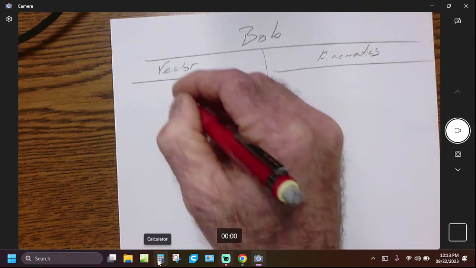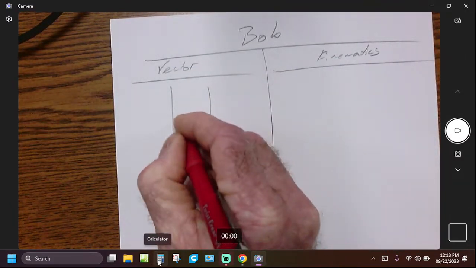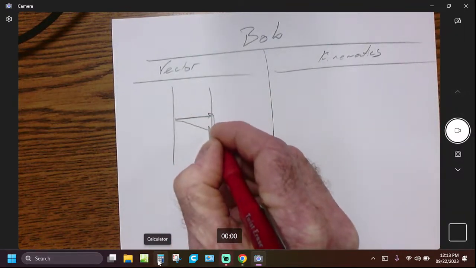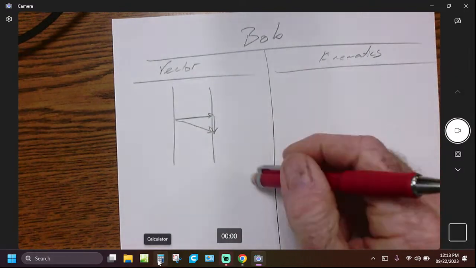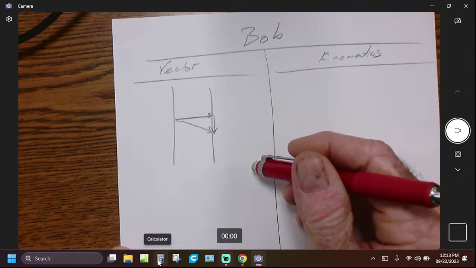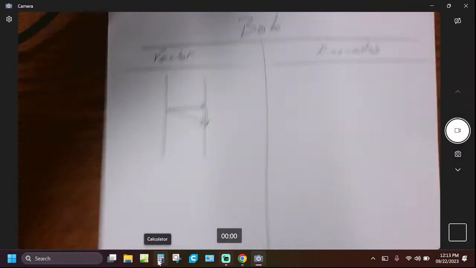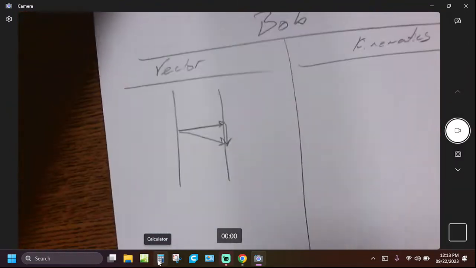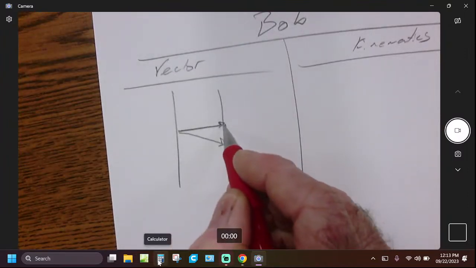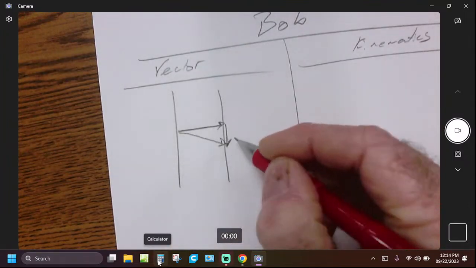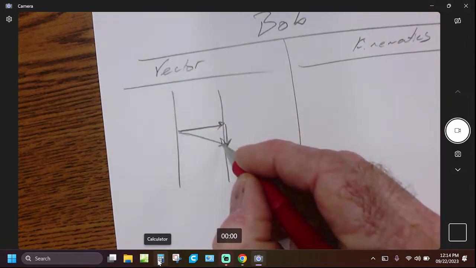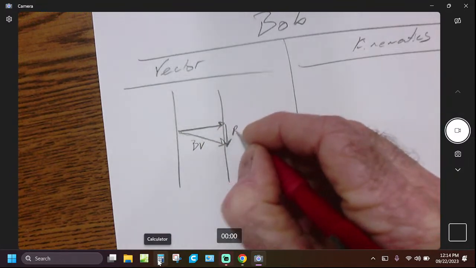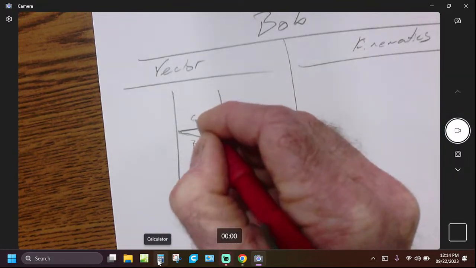So drawing a picture, here's what Bob does. He aims over here, and then he gets carried down the river by the current. This is his speed and heading right here. And this is the current, and this is his actual path. So this is the Bob velocity, this is the river's velocity, and this is Bob's speed and heading.